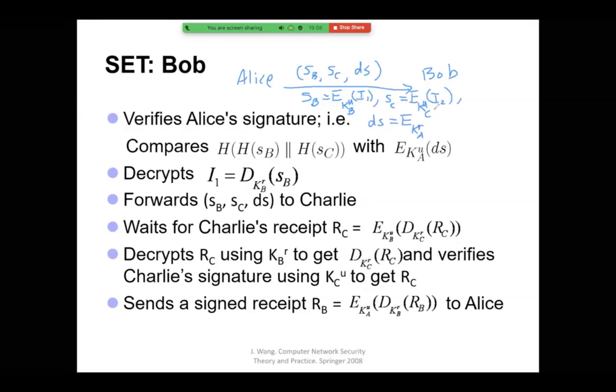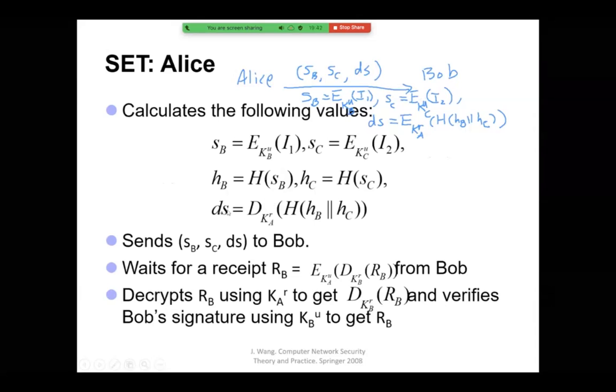using her private key. So this is on a hash of HB, HC, that links the purchase order to the payment information. So that's what this DS is.